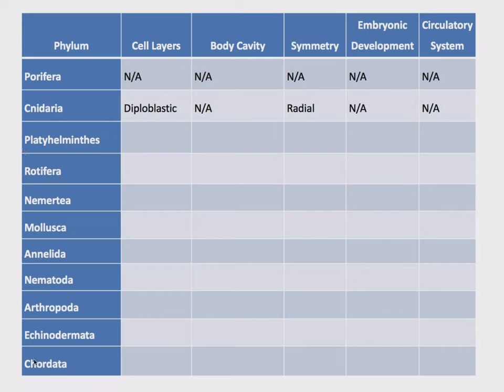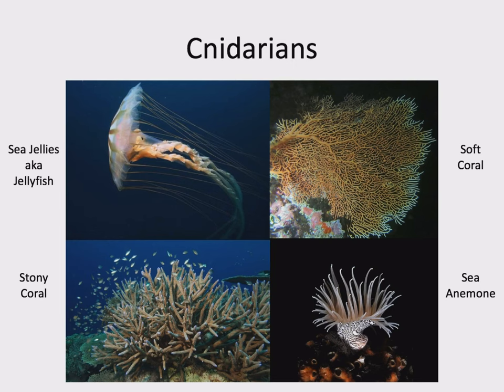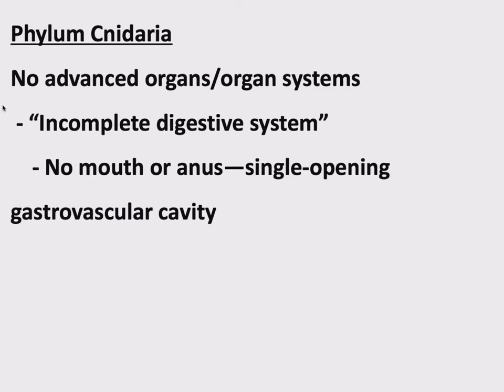So again, this table is going to seem very intimidating once it's all filled out, but we're doing it one group at a time, and a lot of this stuff is easy enough to remember. A lot of the early ones are just going to be NA. So, all right, what can we say about cnidarians? Well, as I mentioned a second ago, they do have tissues, so they're an upgrade from the parazoa, but there are no advanced organs or organ systems. They have what's called an incomplete digestive system. That means they are not tube-shaped animals with a mouth and an anus. There's just a single opening to the gastrovascular cavity.